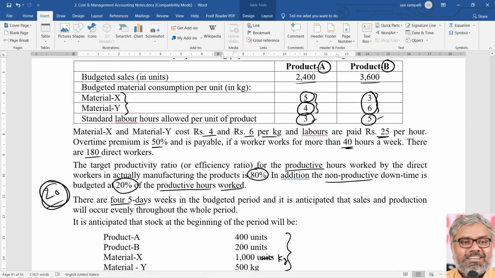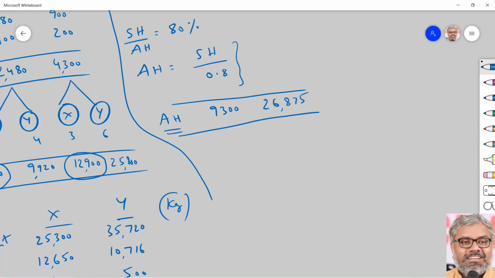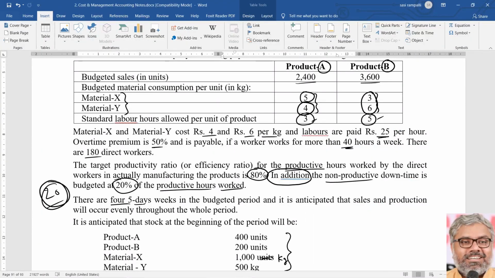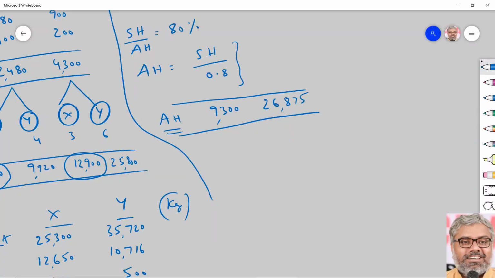But these are only productive hours. In addition to that, it is given that there is a non-productive downtime budgeted at the rate of 20% of the productive hours worked. Actual hours worked are this much, which are 9,300 and 26,875. Actual hours worked they are, but actual hours paid will be more. Why? Because there is idle time also, which is non-productive. How much is that? Given as 20% of the productive hours worked, really worked are this. On that 20%. So 9,300 into 20% means 1860.